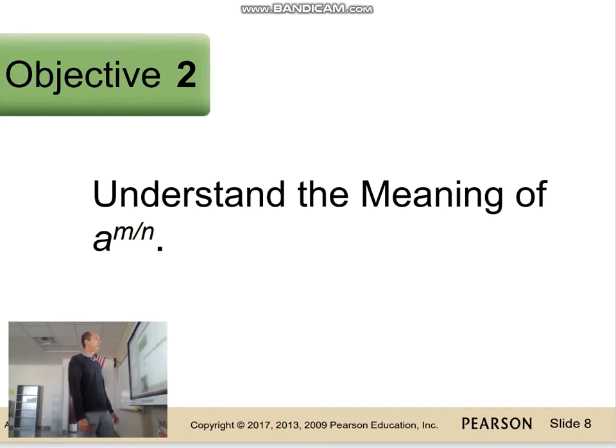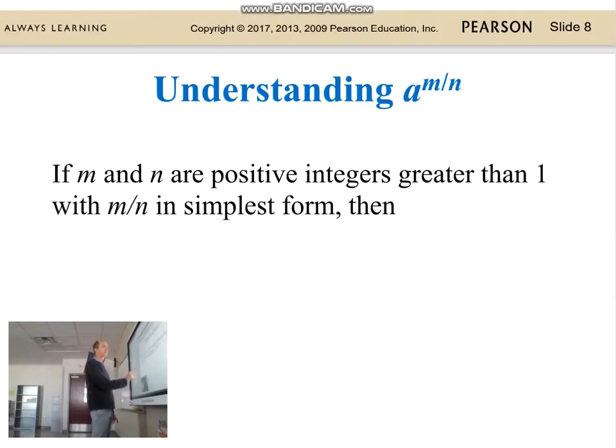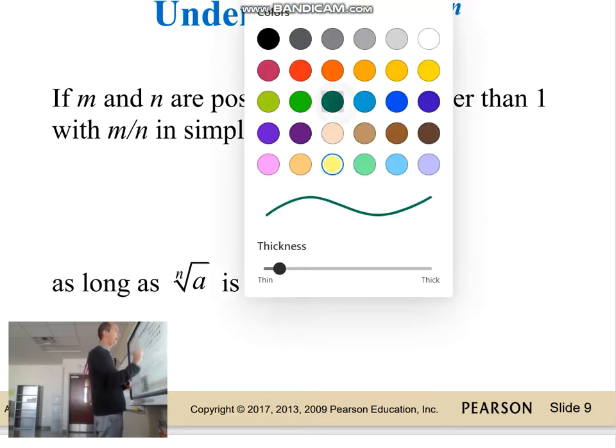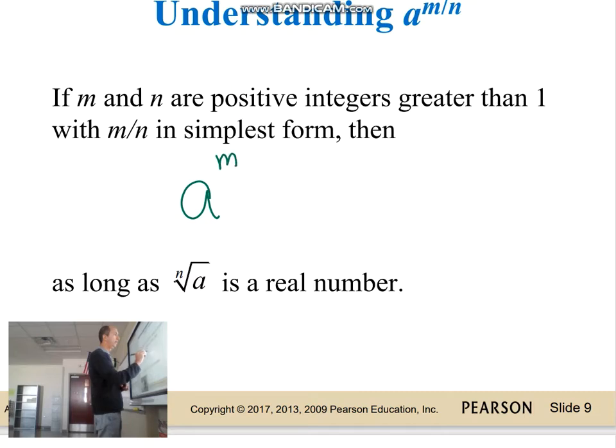Now, the next objective, number 2, understanding the meaning of a exponent m over n. If m and n are positive integers greater than 1, with m over n in simplest form, then we can say that a exponent m over n equals the nth root of a exponent m.